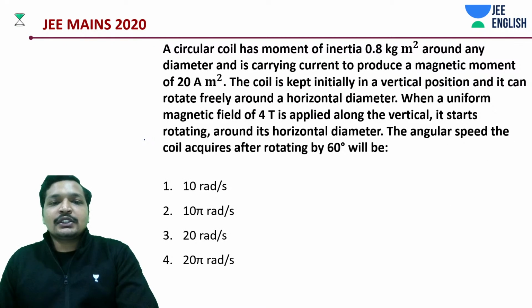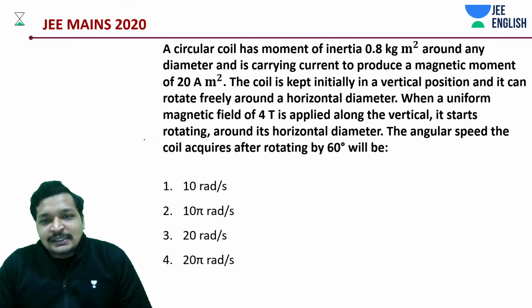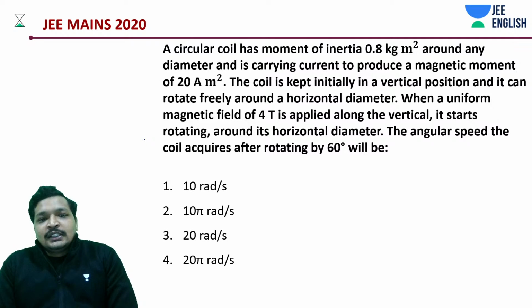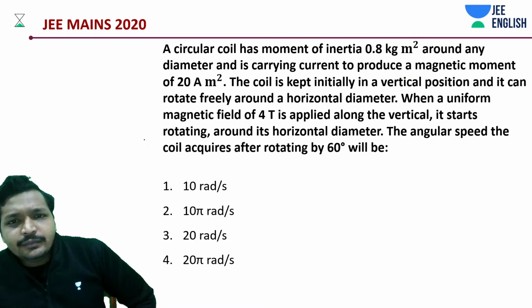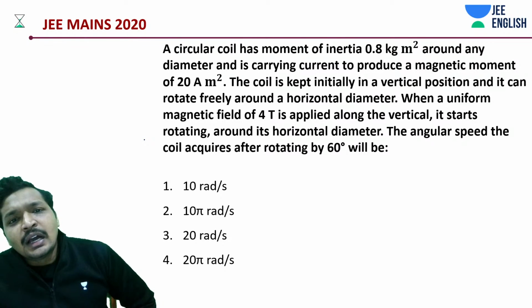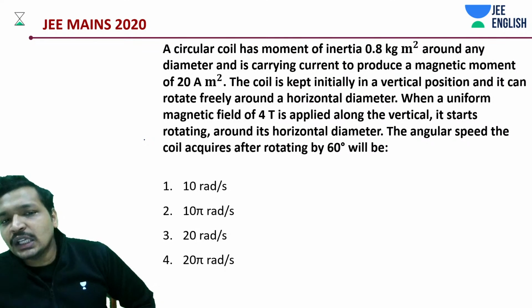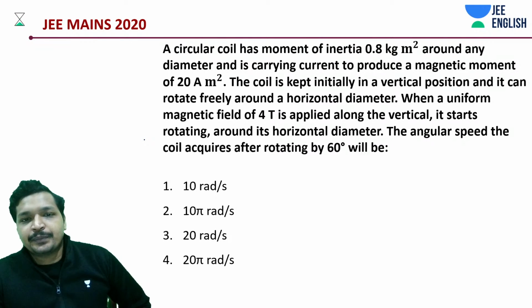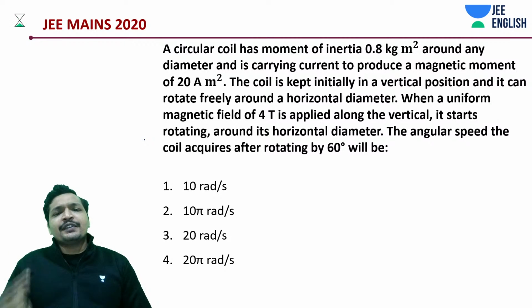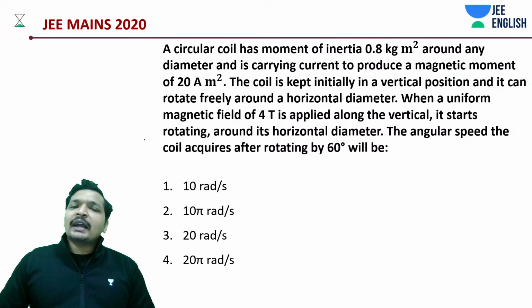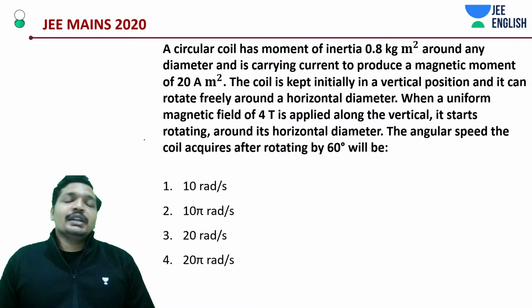Okay, let's get into the next concept. It's actually an amazing question. So there is a circular coil and it has some moment of inertia, given around any diameter. It's a circular coil anyway, right? And it's carrying a current to produce a magnetic moment of 20 ampere meter square. The coil is kept initially in vertical position so that it can freely rotate. When a uniform magnetic field of 4 Tesla is applied along the vertical, it starts rotating.